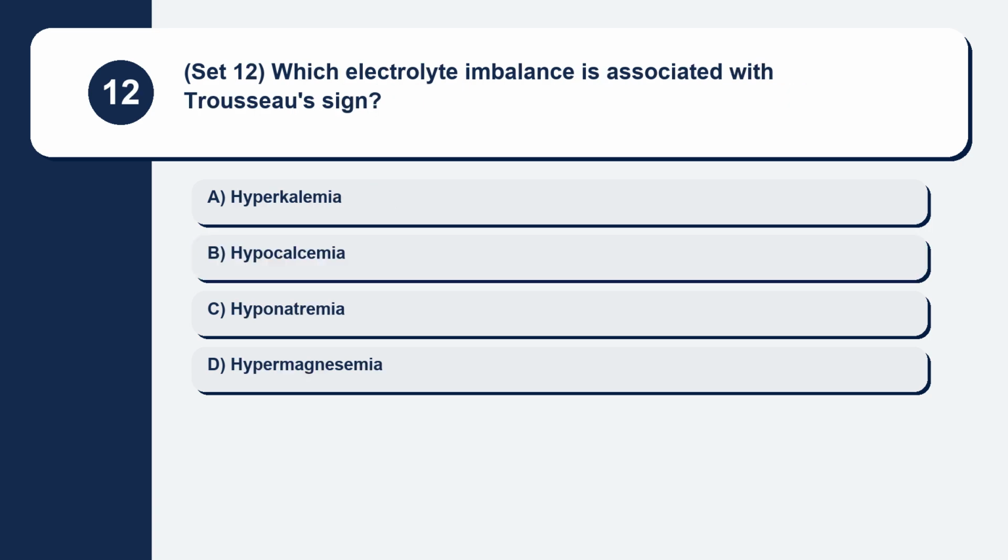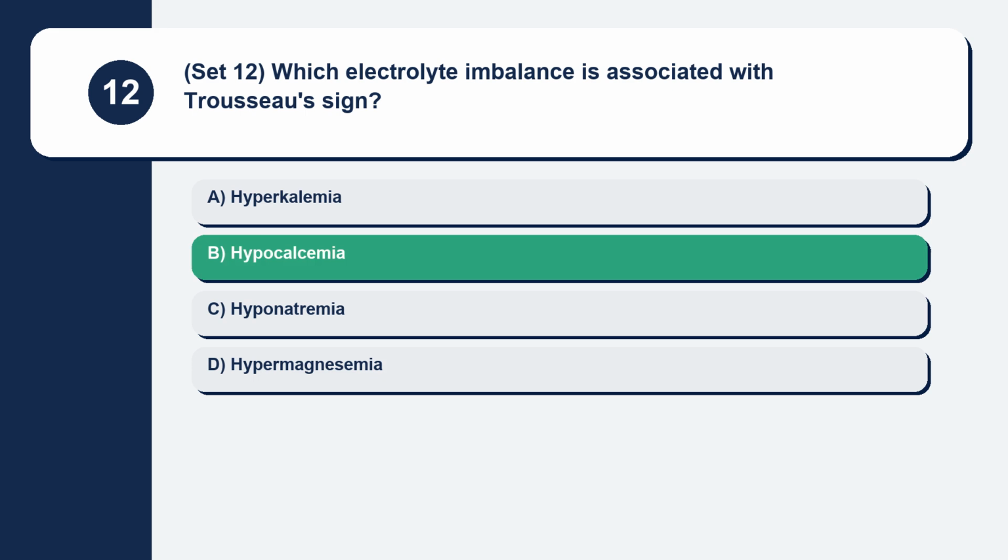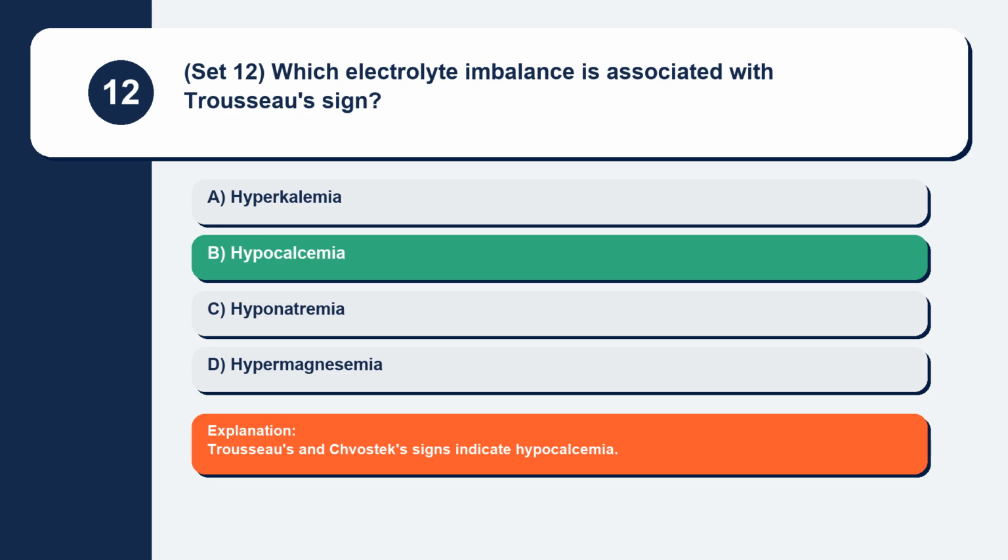Question 12. Set 12. Which electrolyte imbalance is associated with Trousseau's sign? Hyperkalemia, hypocalcemia, hyponatremia, hypermagnesemia. Trousseau's and Chvostek's signs indicate hypocalcemia.